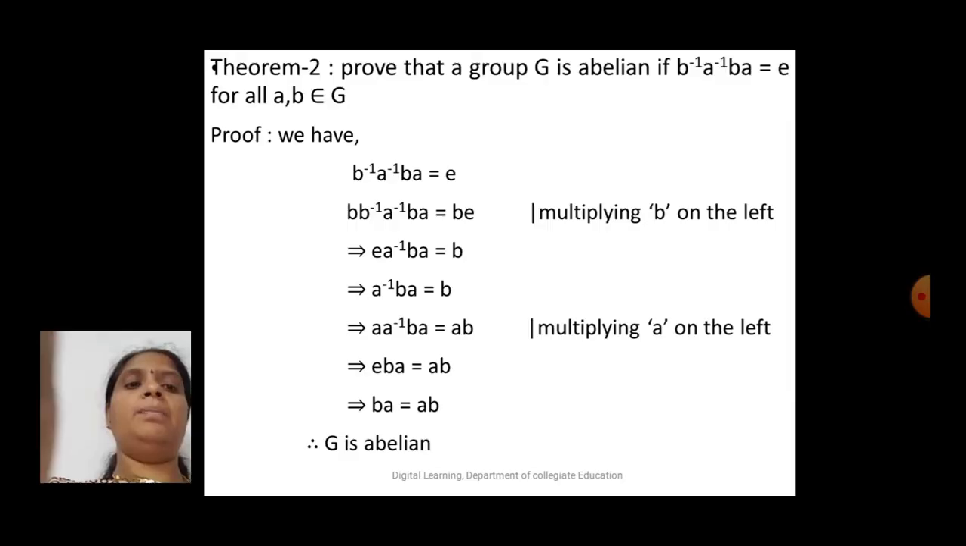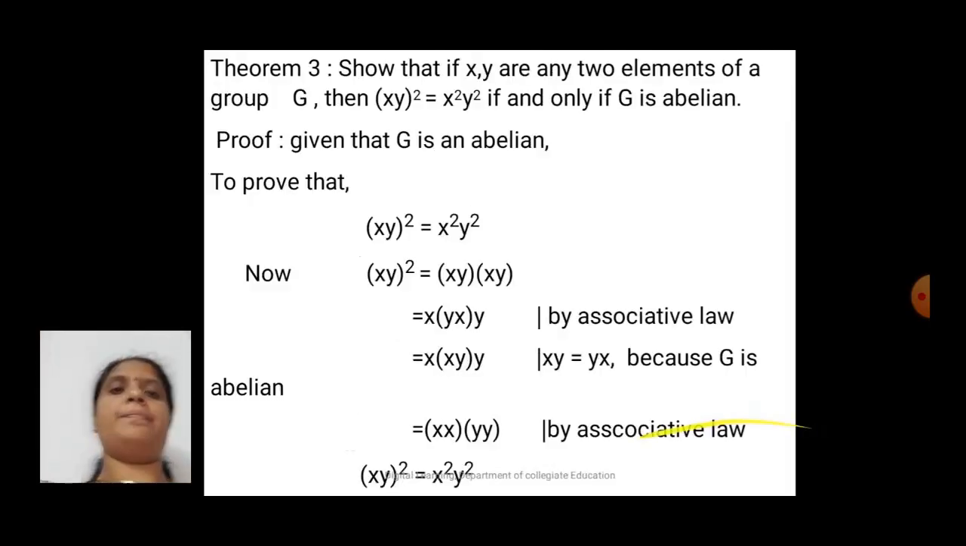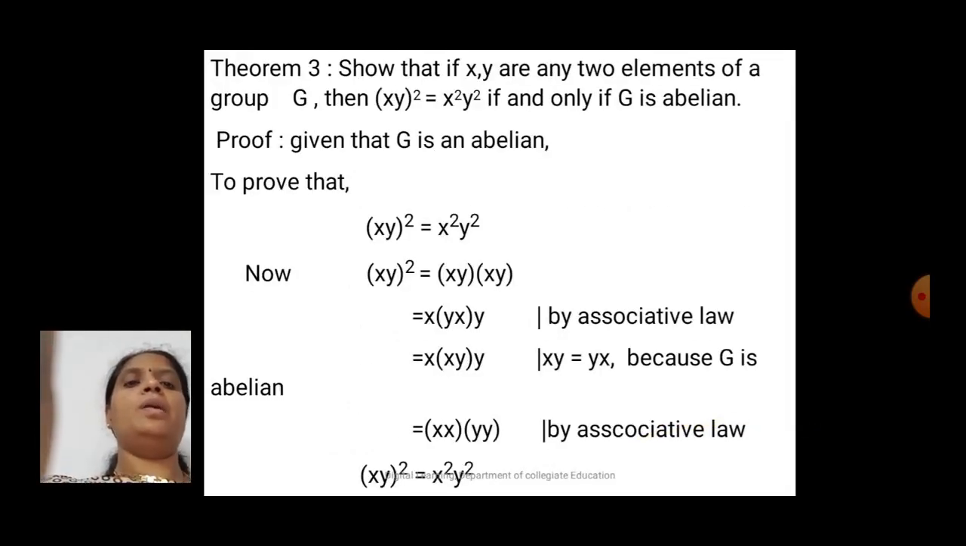Again, multiplying A on both the sides, then again A and A inverse becomes E with BA is equal to AB. Then BA with the E becomes BA, which is equal to AB. Therefore, you can conclude that again it is abelian. So A star B is equal to B star A. Similarly, we can prove it for another theorem: xy whole square is equal to x square y square, which is again abelian.